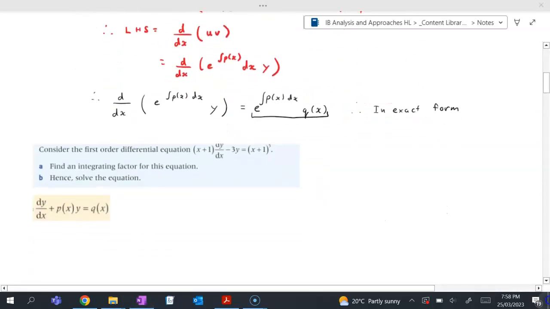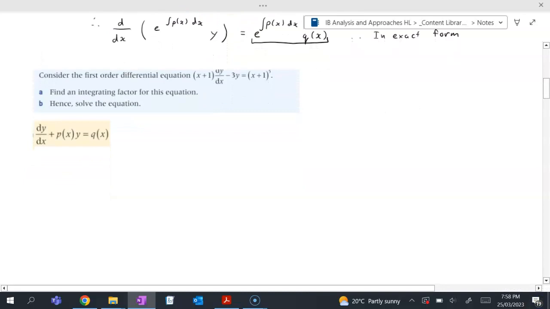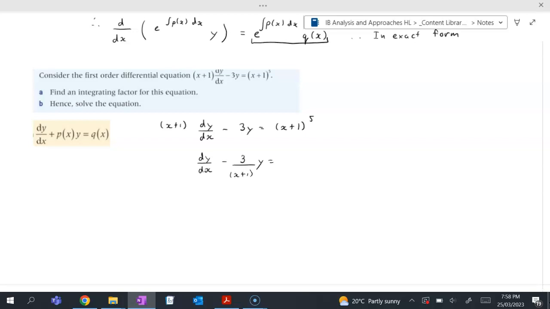Okay, let's have a look at how this works. So we need it in the standard form, so first of all we'll just write it out: x plus 1 dy/dx, take 3y is equal to x plus 1 to the power of 5. I need the dy/dx on its own, so I'm going to divide through everything by x plus 1. That will get rid of x plus 1 in the first term. In the second term I'll have 3 on x plus 1 times y, and in the third term I'll have x plus 1 to the power of 5 on x plus 1, so that will cancel, leaving me with x plus 1 to the power of 4.